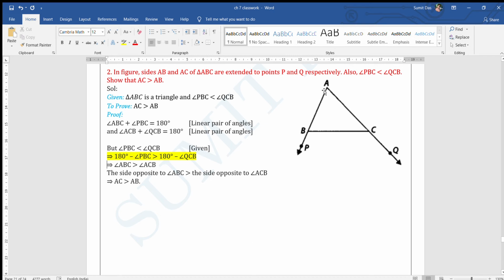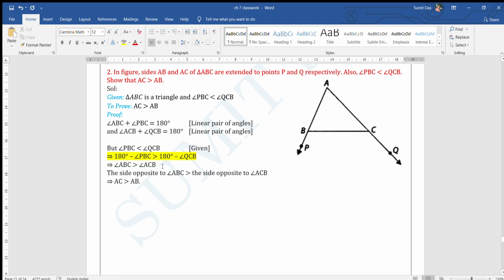Now, what is 180 degrees minus PBC? 180 degrees means this full angle minus PBC. From this full angle, if we subtract PBC, only angle ABC will be left. Similarly, 180 degrees minus QCB: from this full angle, if you subtract QCB, only ACB will be left. So we can see angle ABC is greater than angle ACB.